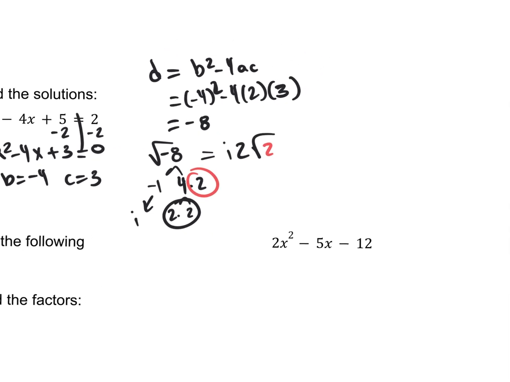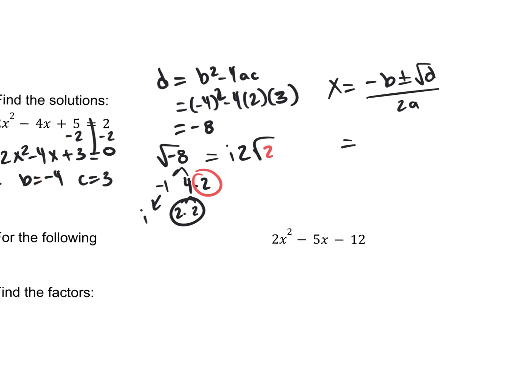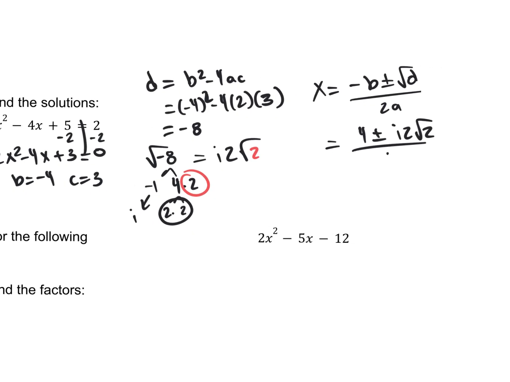Now that I have that, I know that my X values, my solutions, are -B plus or minus the square root of D over 2 times A. The negative B just means you change the sign for the B value. B value was -4, so it becomes +4, plus or minus the square root of D. Well, I already took the square root of D, so it's going to be this part, 2i square root of 2. And then on the bottom, you multiply 2 times A, where the A value was 2, so 2 times 2 is 4.